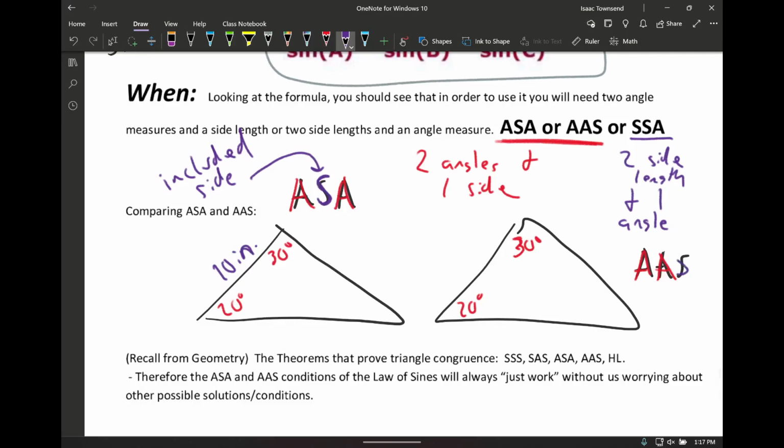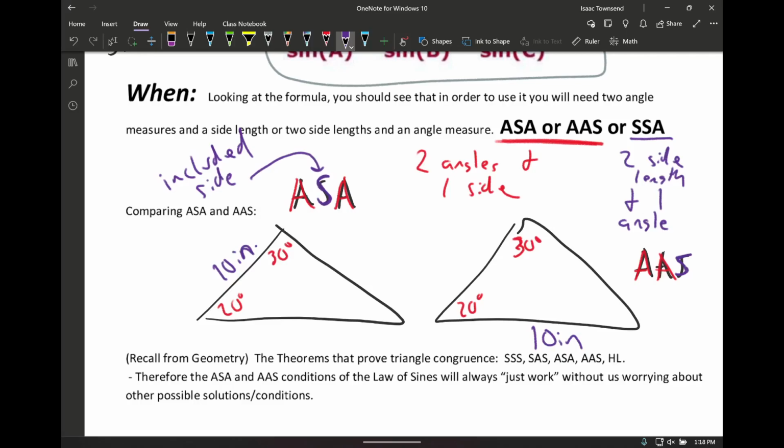Whereas if it's angle angle side, this side is not an included side because it's not trapped between the two A's. So the side length you know is not the side that's between the two angles. It would have to be one of these other two. This is angle angle then a side. This is an angle then a side then an angle. But anytime you have two angles and a side, law of sines will work.